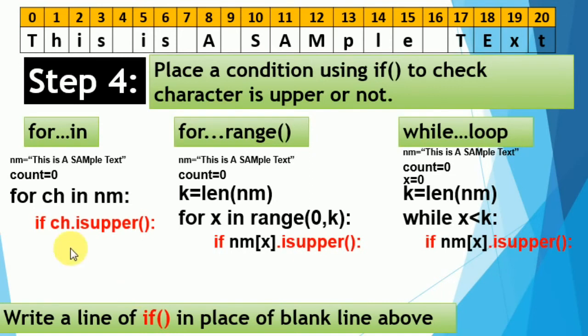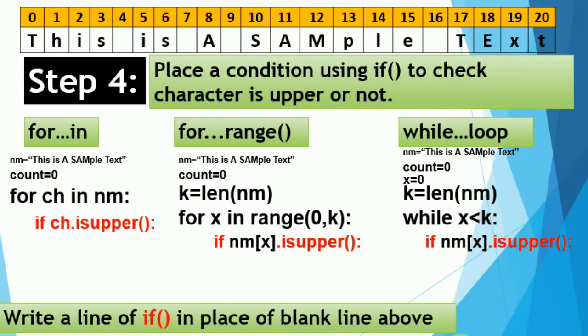This is the line that we are going to use in the first case: if ch.isUpper. Why ch? Because ch stores a single character. Second, in the case of for range and while loop, x is going to store the index values 0, 1, 2, 3, 4 in both cases. nm is a string, and these two brackets are slicing, as you know. nm[x] means the character at index x, and isUpper checks whether it is uppercase or not. This is the line.